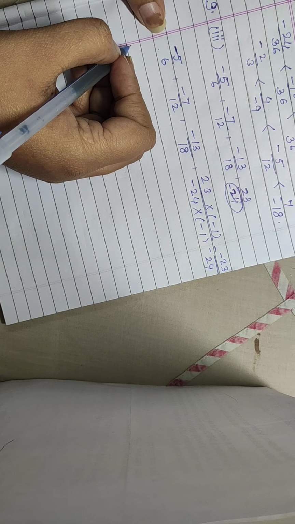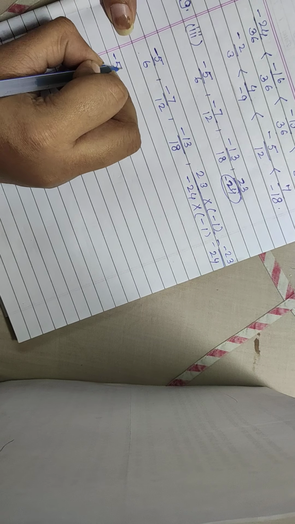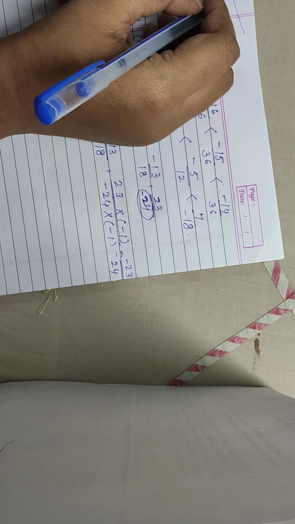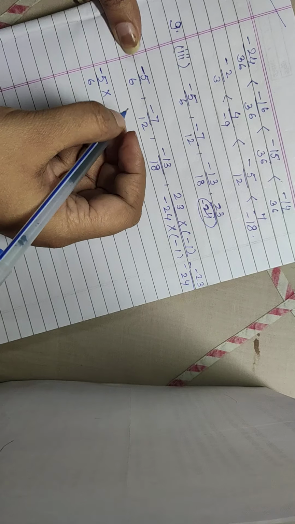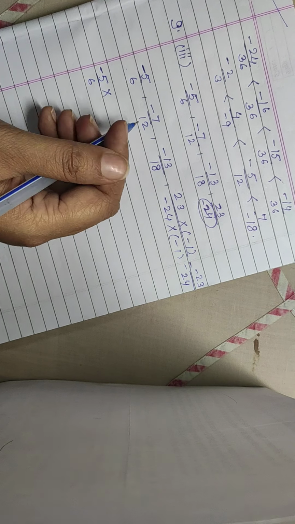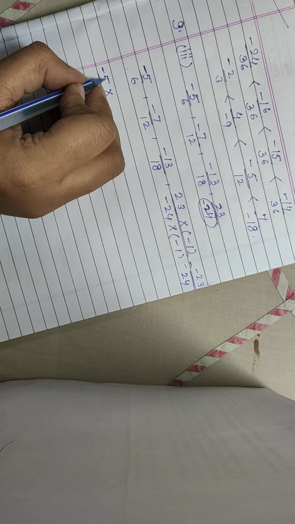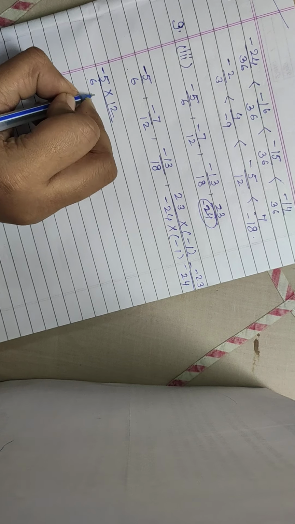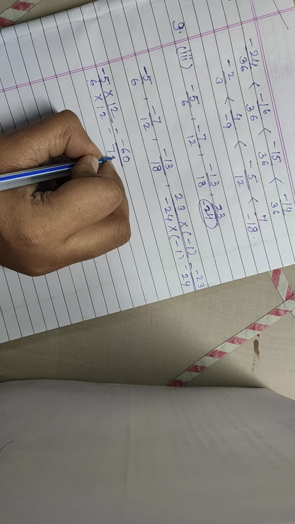Now what will be the LCM? Very easy. 72. So minus 5 by 6. You can calculate it, you can find out the LCM like this. Okay. I don't want to waste time, that's why I am telling you directly. The LCM will be 72. So 12 6s are 72. Multiply by 12 is equal to minus 60 by 72.